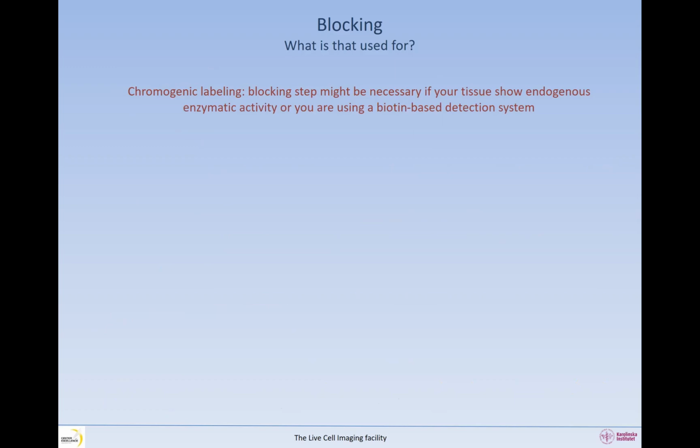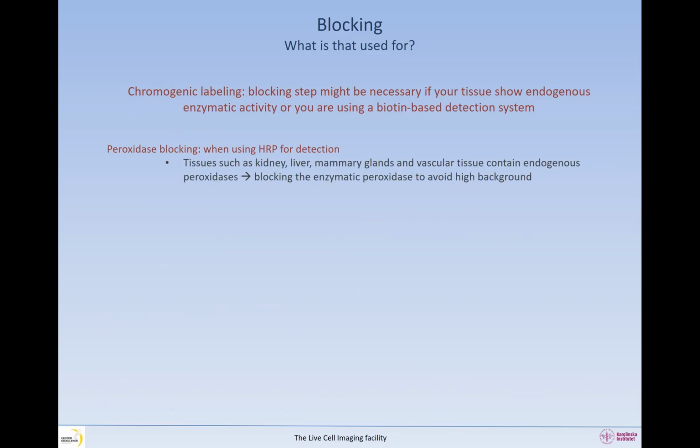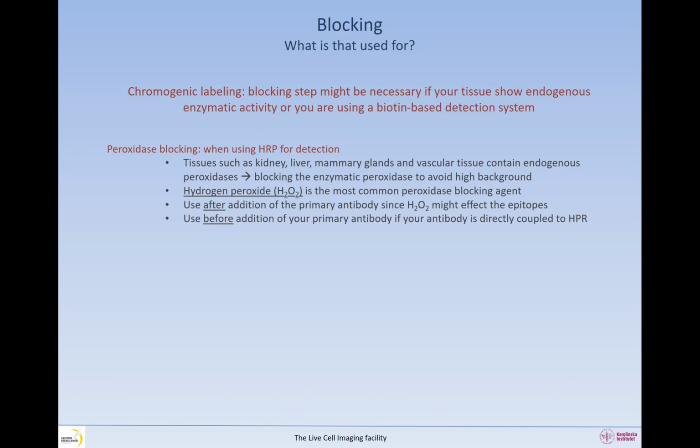Of course, the blocking should also be valid for chromogenic labeling, because quite a lot of tissues have this enzymatic activity. So you have to perform a peroxidase blocking if you are using HRP detection. In this case, you will use hydrogen peroxide. You can use it either before or after, depending on what detection you are doing.